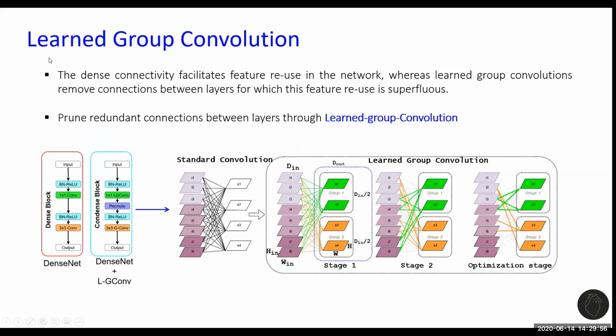So our proposed method is to use those group convolutions but make them learnable, where the redundant connections are pruned out through a multi-stage process, which consists of condensation stages, which will be used for pruning out those redundant information, and optimization stages where training will be performed.